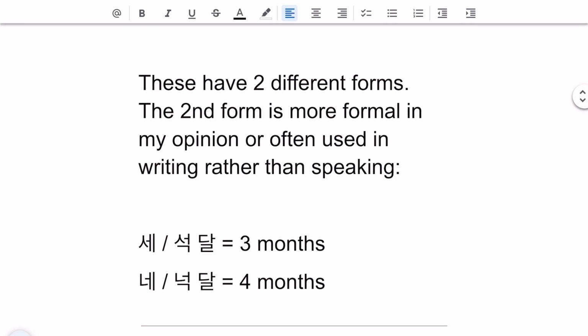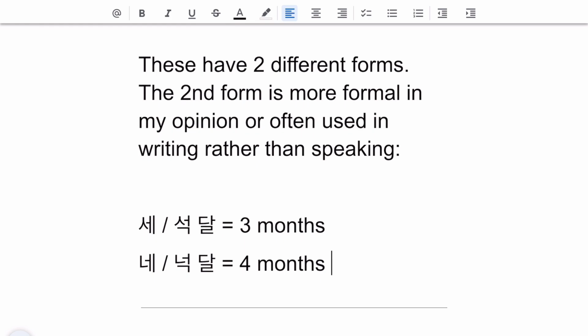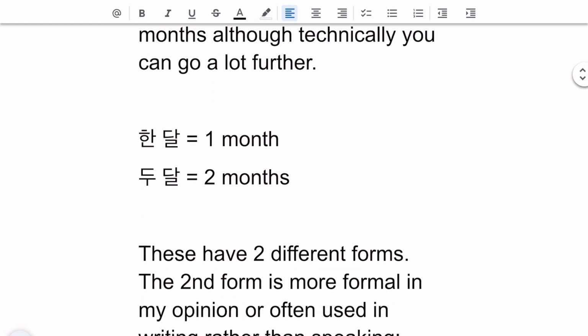So 3 months, it's usually 세 달, is used more in speaking, but that second form, 석 달, I'm gonna be honest, I have not seen that ever. So that's why I assume it's either super old and outdated or it's very formal. And then 네 달, 4 months. And then the less used option, 넉 달. So those are the most commonly used ones, 1 through 4.